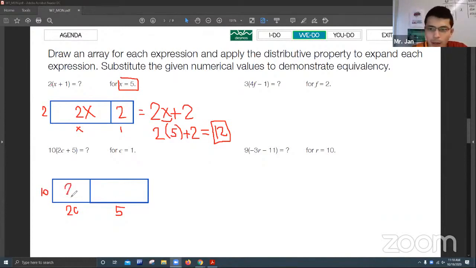Yes, you got it. By the way, don't forget to put the variable c, because you're multiplying 10 with 2c. So you need to put the variable next to it, okay? And awesome. So what do you think the area would be for the second rectangle? Yes, it's 20c and 50. So together, what is the area of the whole rectangle?